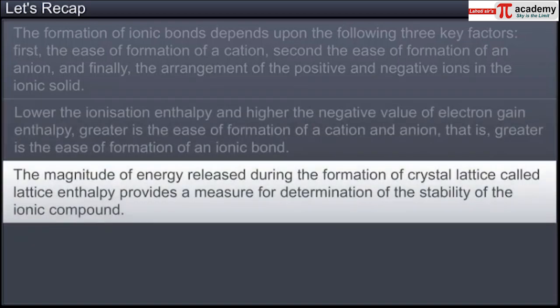The magnitude of energy released during the formation of crystal lattice, called lattice enthalpy, provides a measure for determination of the stability of the ionic compound.